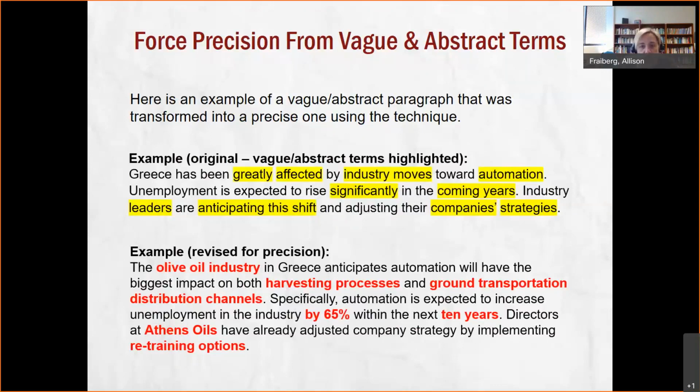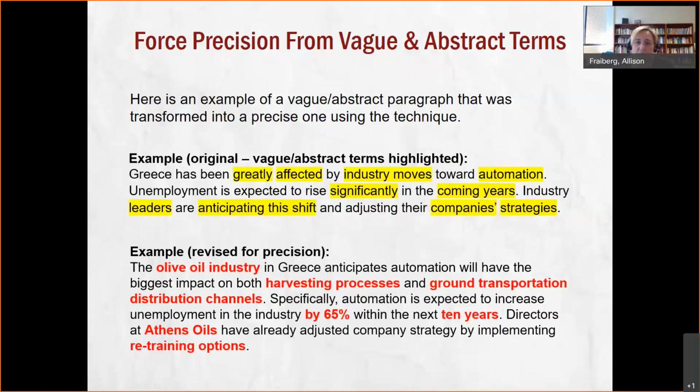Specifically, automation is expected to increase unemployment in the industry by 65% within the next 10 years. And that's the kind of information and insight that you need to be able to contribute in your analytical work. It's not just enough to say things are going to increase, things are going to decrease. That's just stuff you're making up. You know it, we know it, everybody knows it, and it's just to get an assignment out of the way.